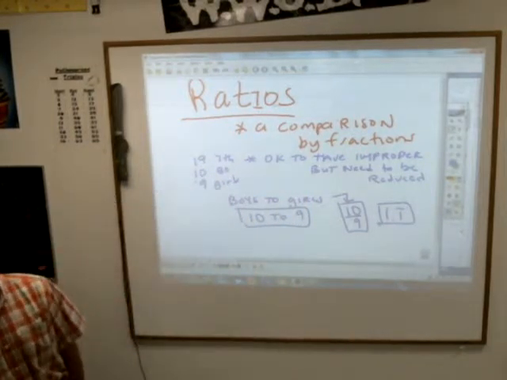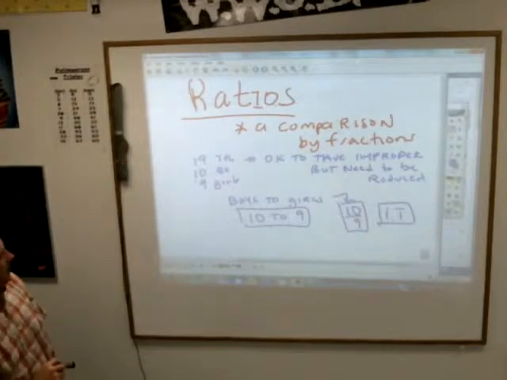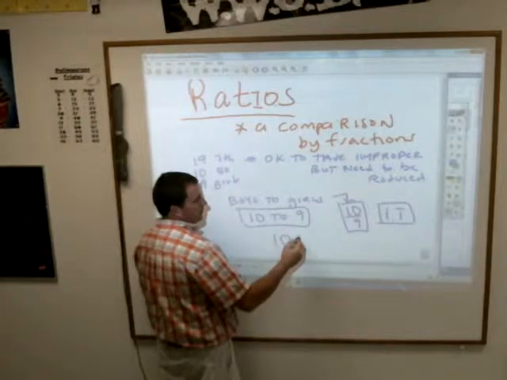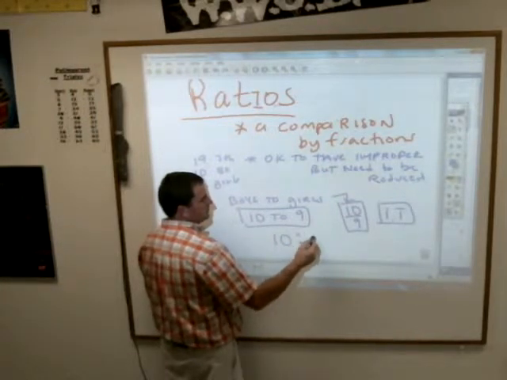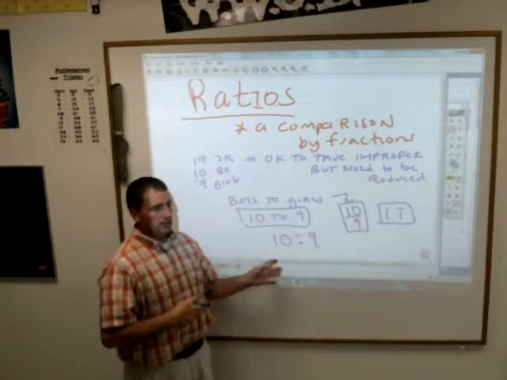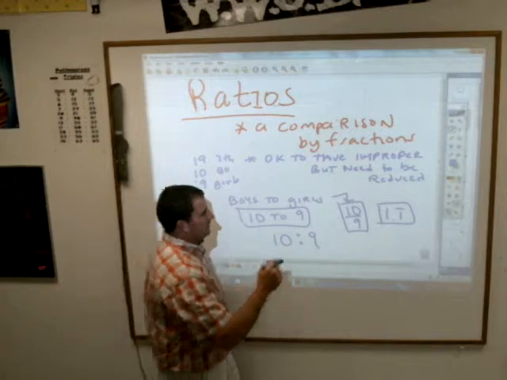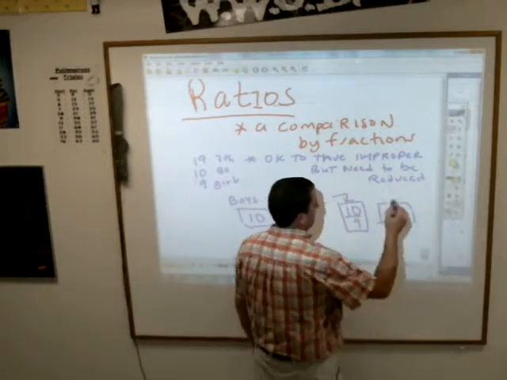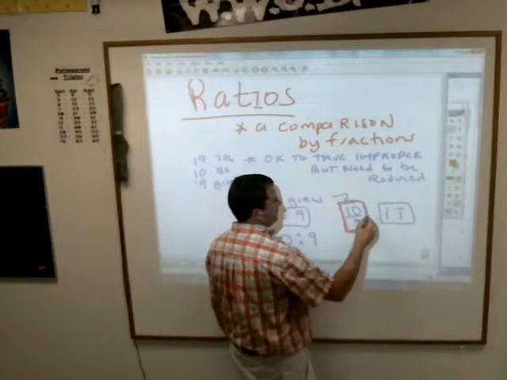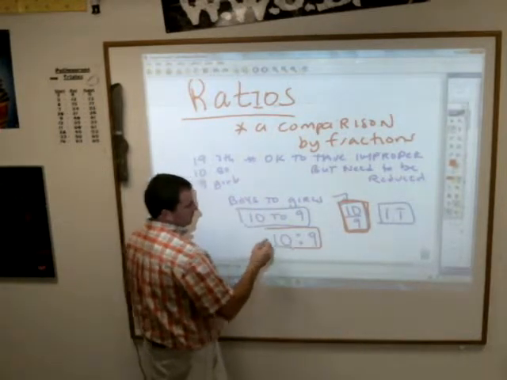And then last but not least, it says you could do it as a colon. You could also write it, instead of the word to, like this, 10 to 9. So in math, when you see something like this, it's a relationship, it is a ratio of 10 to 9. Now let me tell you, these are the primary ways that you're going to show them. Fraction form is the best. Every once in a while they'll give you this.